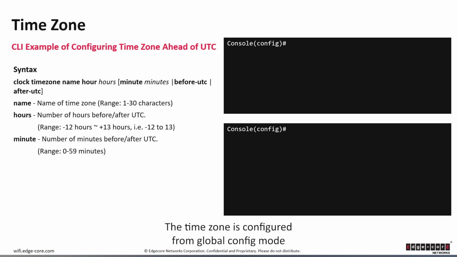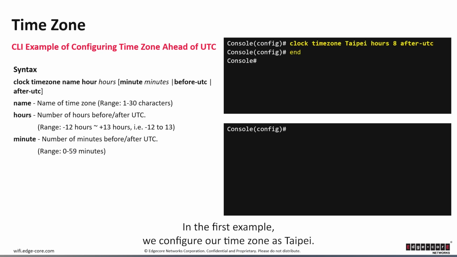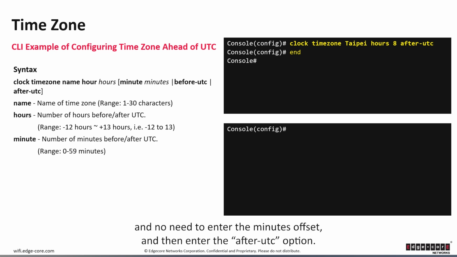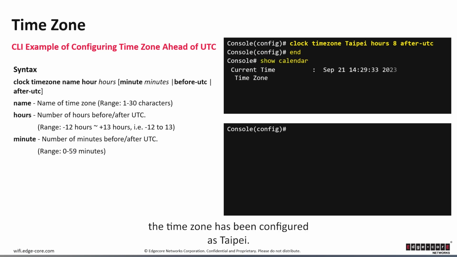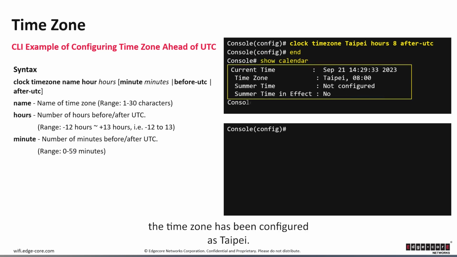The time zone is configured from global config mode and becomes part of the running config of the device. In the first example, we configure our time zone as type A, the name is just a word, and the device doesn't actually check if it's the name of a real time zone. Type A is 8 hours ahead of UTC, so I entered 8, and no need to enter the minutes offset, and then enter the after UTC option. After that, we use the show calendar to check the time zone has been configured as type A.